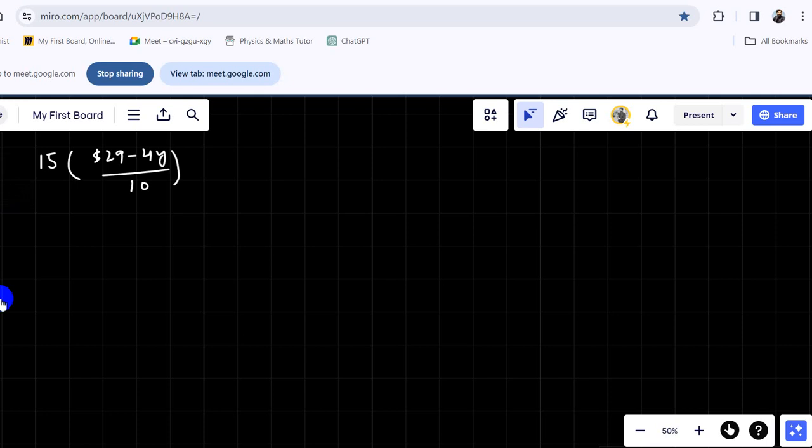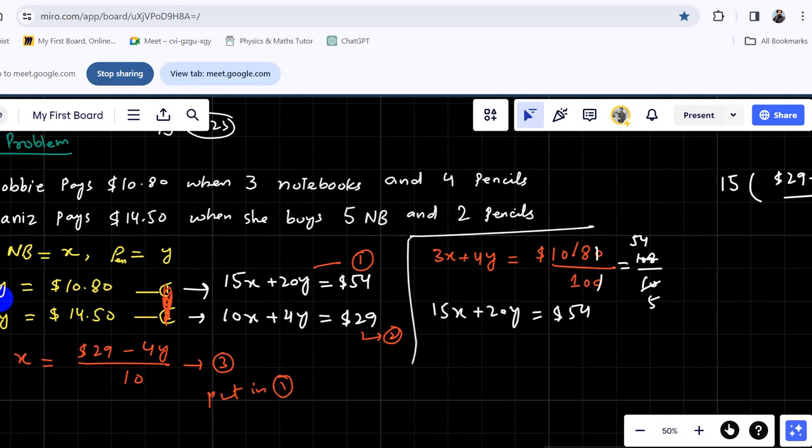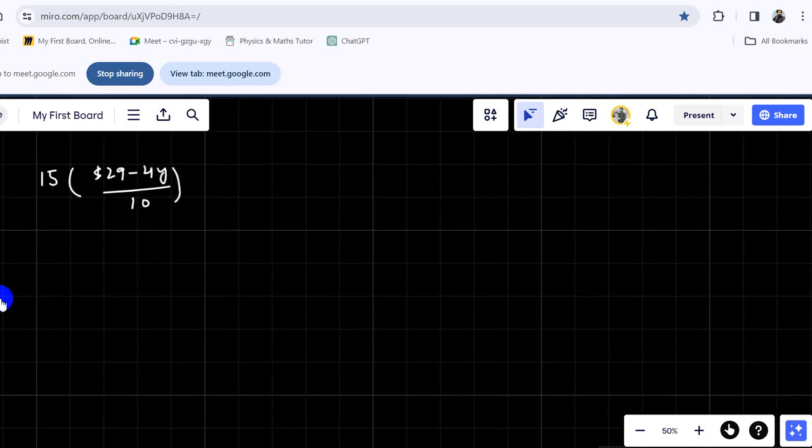Then plus 20y equals 54. So can we simplify this 15 and 10 by 5? So it's 2, it is 3. Now just multiply this 3 with the numbers in the bracket. 29 times 3 is, I think, 87. Please check it on the calculator.